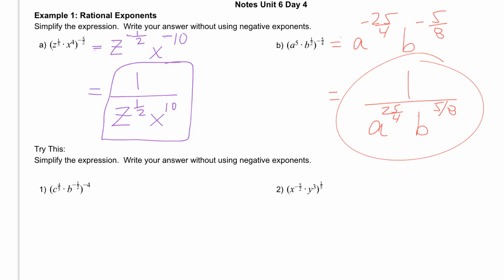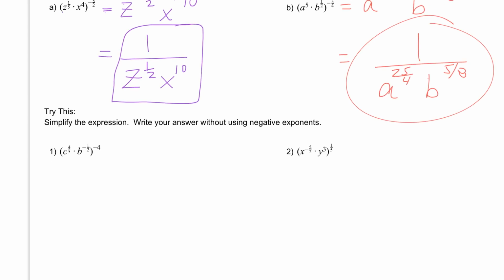Now I'd like you to try a couple on your own. So go ahead and take a look at the try this. Pause it and unpause it when you're ready to check your answers.